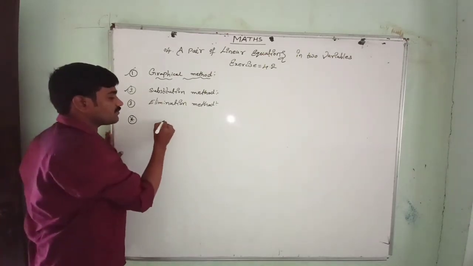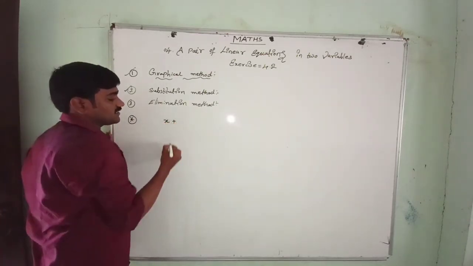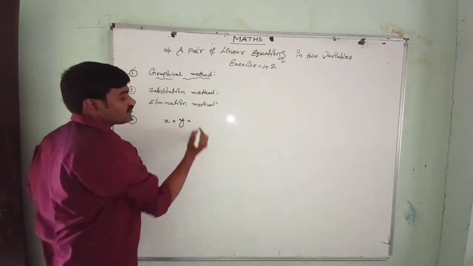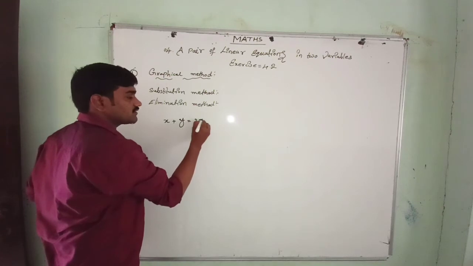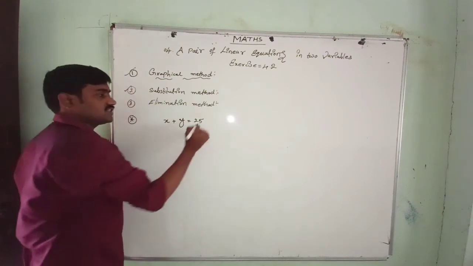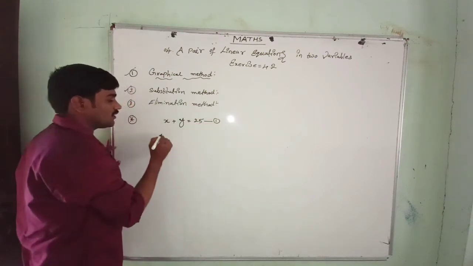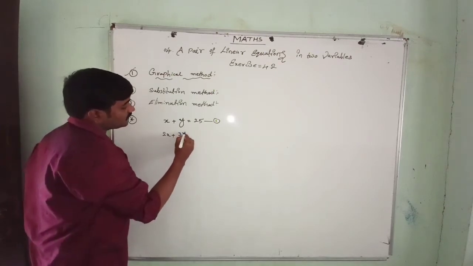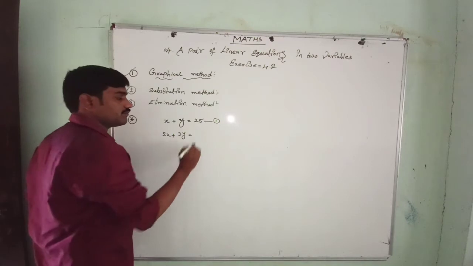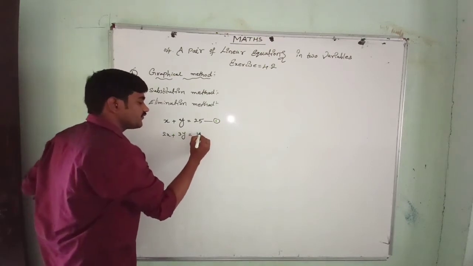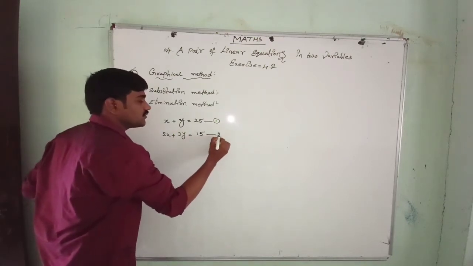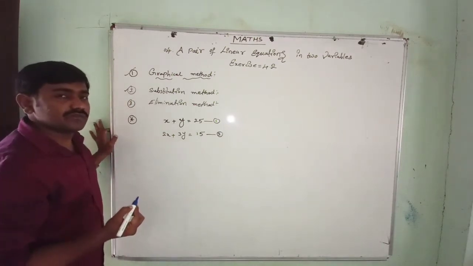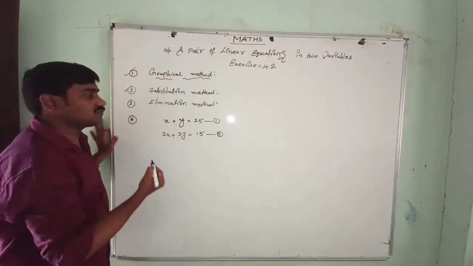Let us take one example like x plus y equal to 25. Suppose I am taking an equation. This is equation number 1. Now let me take 2x plus 3y equal to 15. This is equation number 2. Now let us find out the x value and y value by using the substitution method.